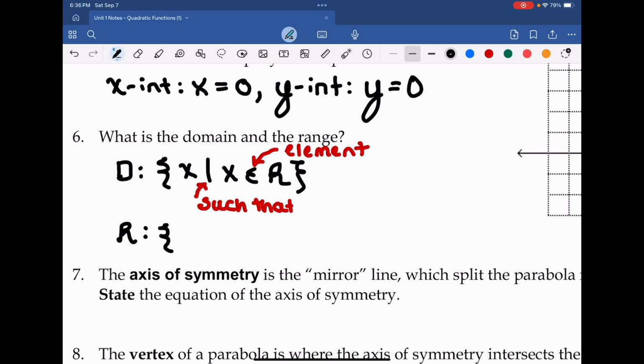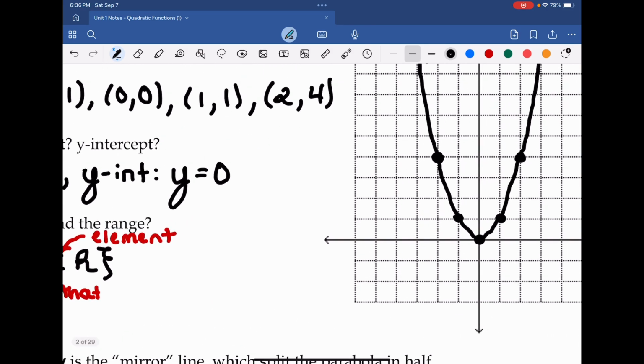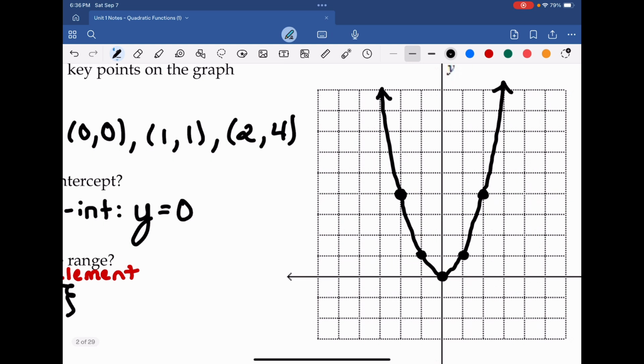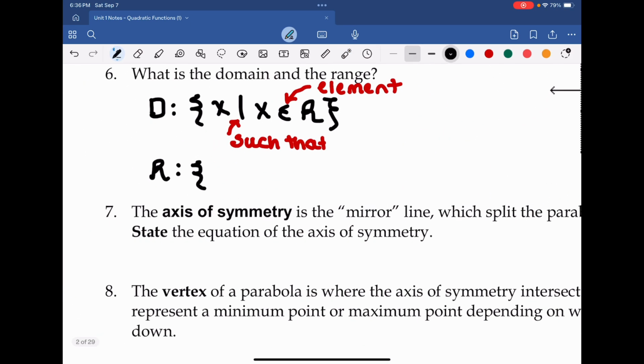Now the range is going to be a little different. It has a similar element, but if I look at my basic quadratic graph here, I see that it has a low point right here and then extends to infinity in the positive direction. What is this low point? It's where y was equal to 0. So we're going to accommodate for that. Once it's past 0, it can be any number in the real plane. So y such that y is greater than or equal to 0, because it can exist at 0, but it must be above that.